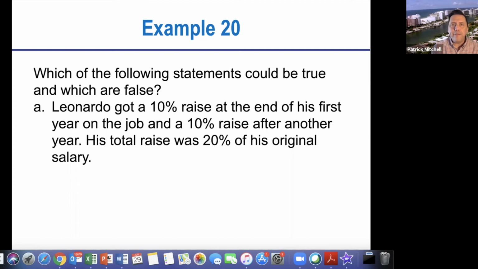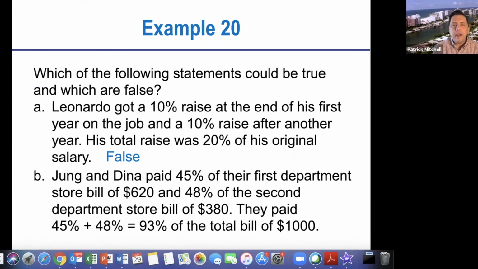Well, that is actually false because let's say, just to use nice round numbers, that his original salary was $100,000 a year. 10% of 100,000 would be 10,000, which would put his salary at the end of the first year at 110,000. So the 10% raise in the second year would be 11,000. So the total raise would be $21,000, which is not 20% of the original salary. It's actually 21%. So this is an example of compounding. Okay, so that statement is false.